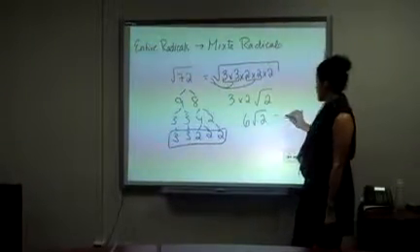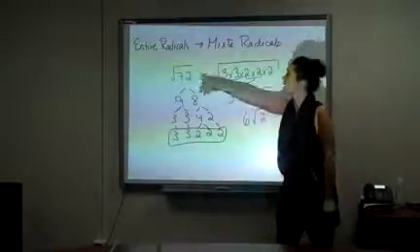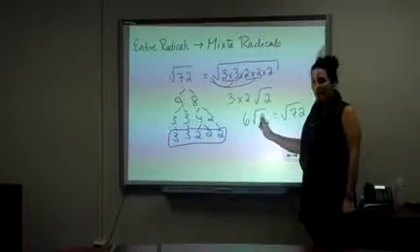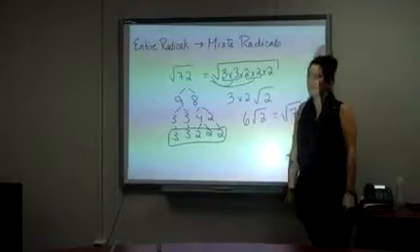All right, so this would basically be the same thing as this, but you went from that to that, making it entire radical to mixed radical. Make sure the number inside the radical cannot be simplified more, or there's not a perfect square inside as a factor.